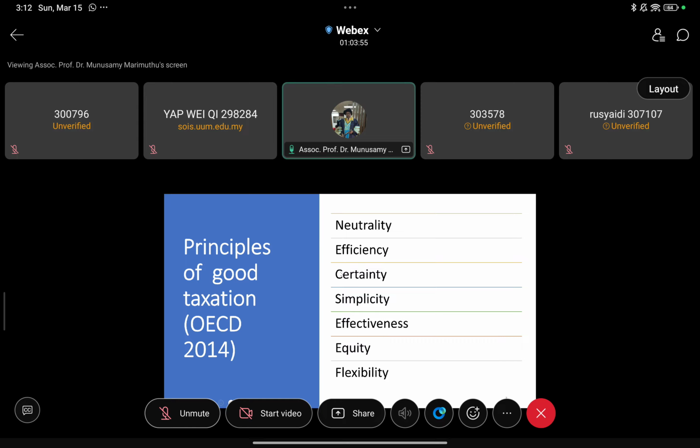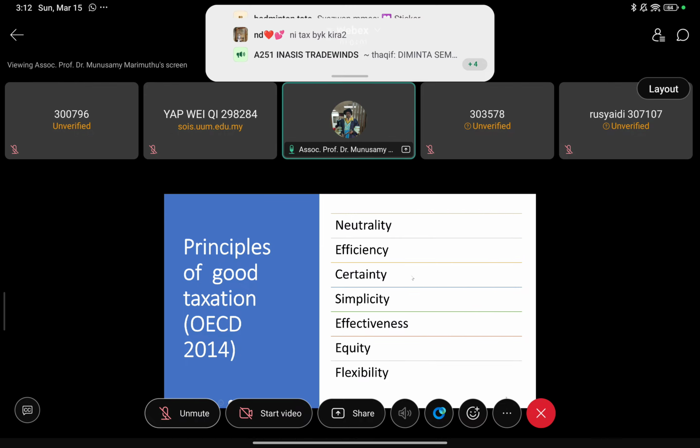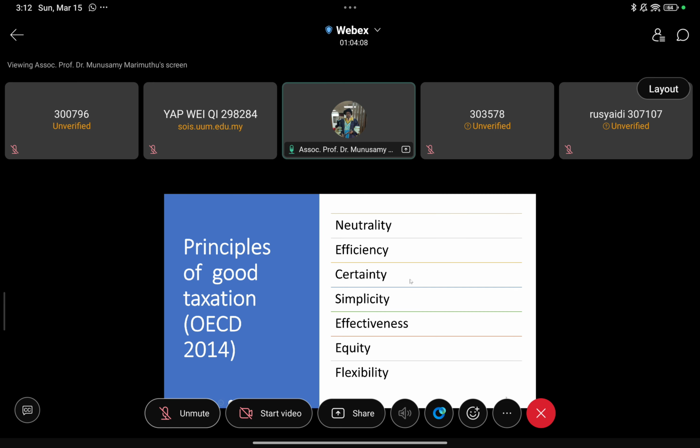Certainty, yes. You cannot say the tax deadline is 30 April and then change it. It must be certain. Any income that you receive for the year must be taxed in that year, not before, not after. So certainty is very important. The law must be very certain. That's why we have regulated laws. Simplicity, as I told you. If it's simple and easy to understand, then people will use the system very well.